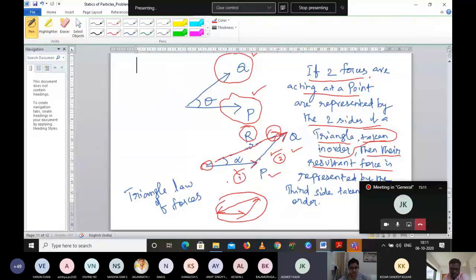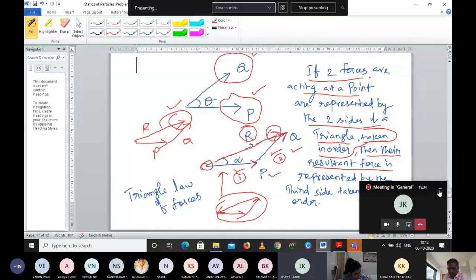Am I right? But in triangle law of forces, these two, P and Q, are in order. But the resultant, this R, should be taken in the opposite order. Please take a note of it, in the opposite order. That is very important when you are explaining about triangle law of forces.